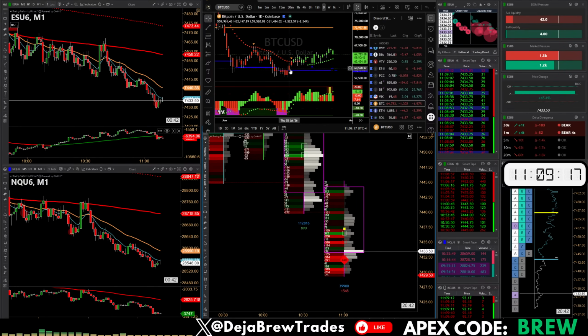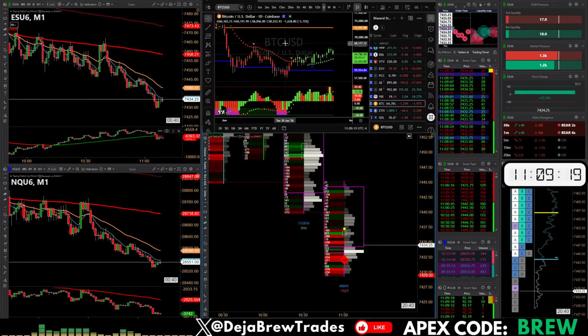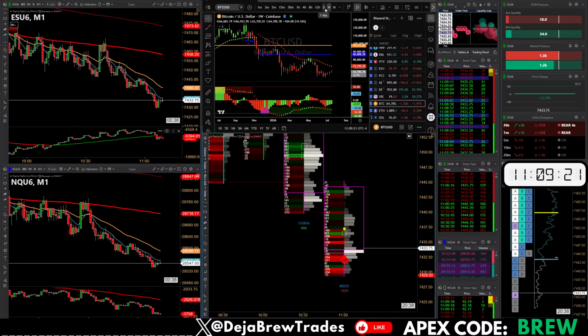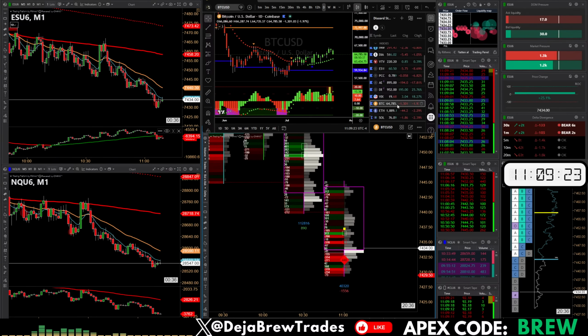Like I was saying on Bitcoin, not sure if that's the bottom. That's a very weird bottom, if that is the bottom. Looks like it's more of a trap.